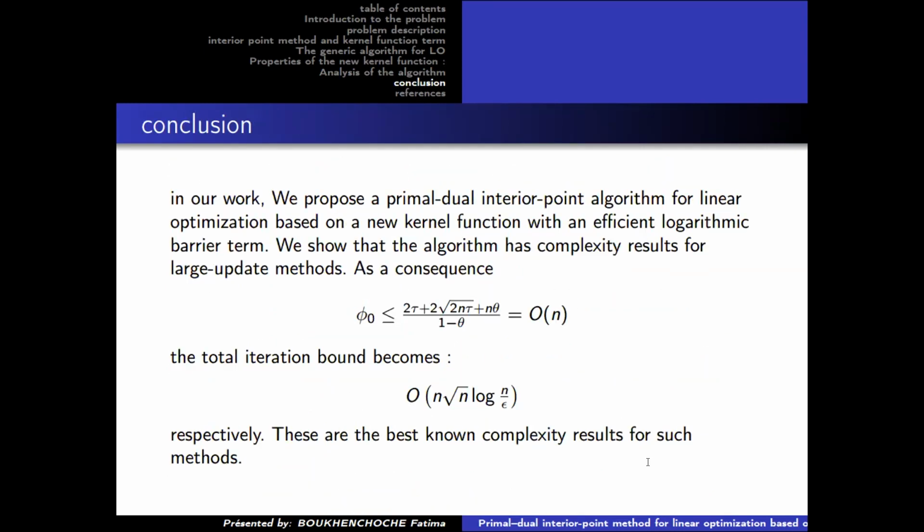Then conclusion. In our work, we propose a primal dual interior point algorithm for linear optimization based on a new kernel function with an efficient logarithmic barrier term. We show that the algorithm has a complexity result for the large update method. As a consequence is this formula. The total iteration bound becomes big O and this formula here. Respectively, these are the best known complexity results for such methods.